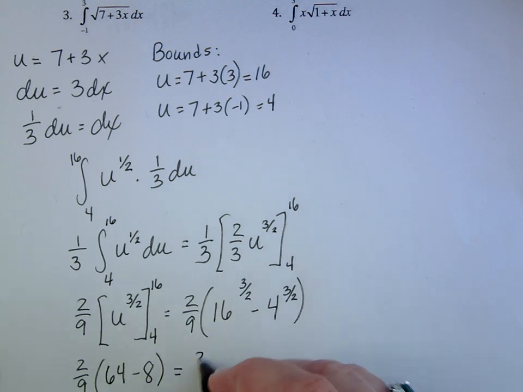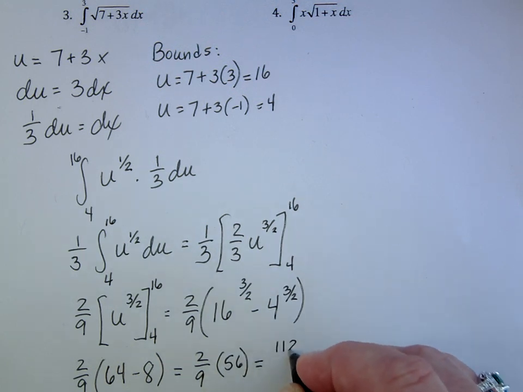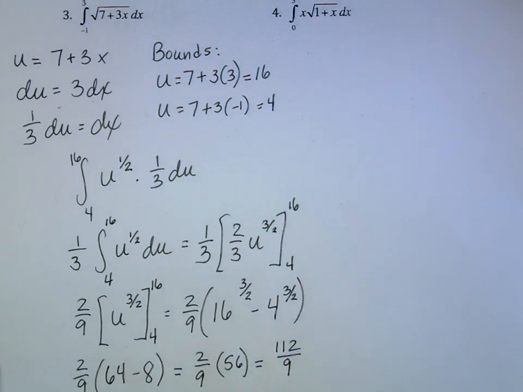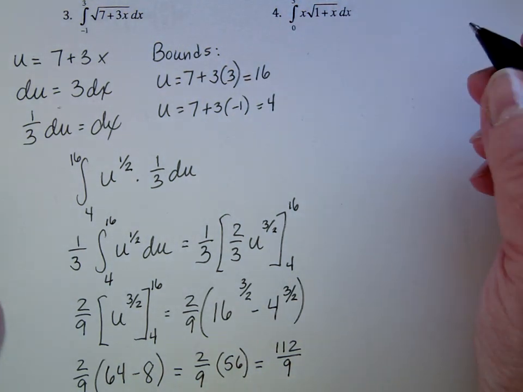So now I've got 2/9 times 56. Gives me a final answer of 112/9. 56 times 2, all over 9. That's number 3. Number 4 is similar.